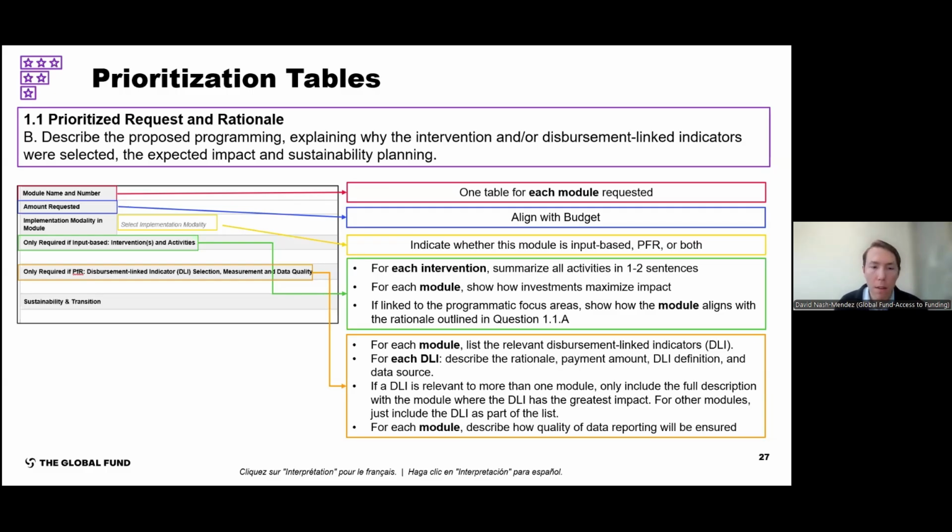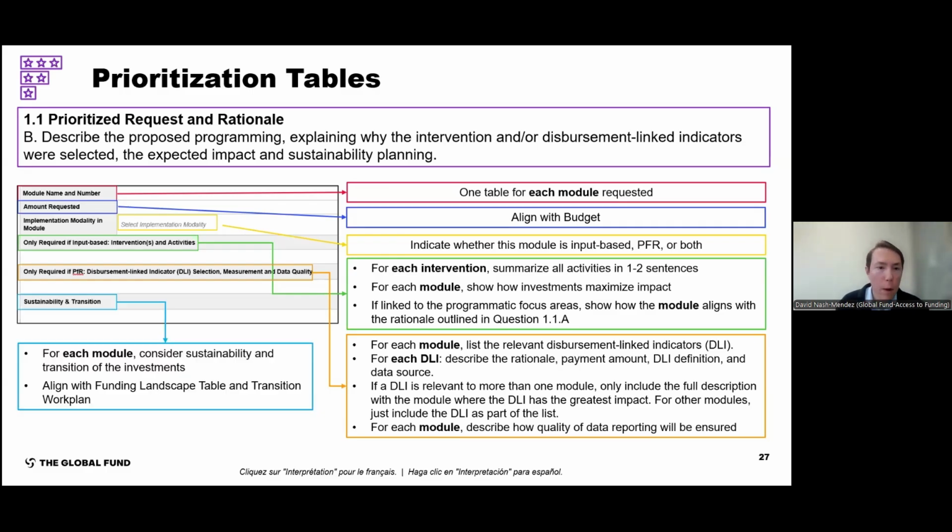And then with all of the DLIs listed for this module, once per module, the box should also have a description of how the applicants will ensure the quality of the data being reported. So again, this is not at a DLI level. This is being requested at that modular level.